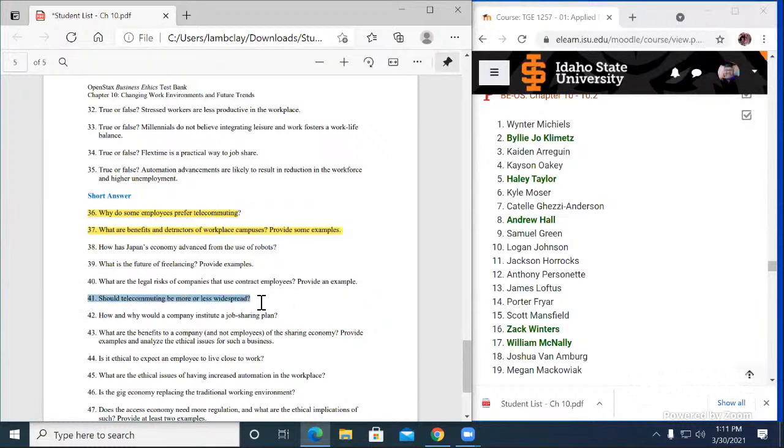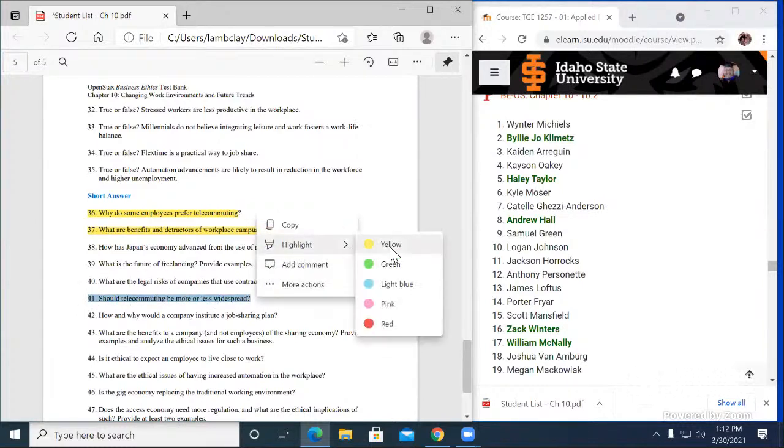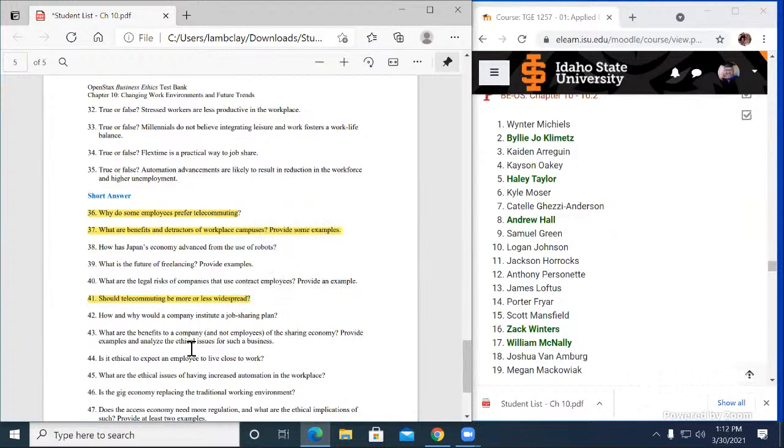So should telecommuting be more or less widespread? So I think undoubtedly it would be more widespread, especially in our current situation after the pandemic. I think it makes certain aspects of life easier and some jobs will stay remote. As for should it be more widespread, I think yes, as long as it has some benefit and isn't just for convenience.